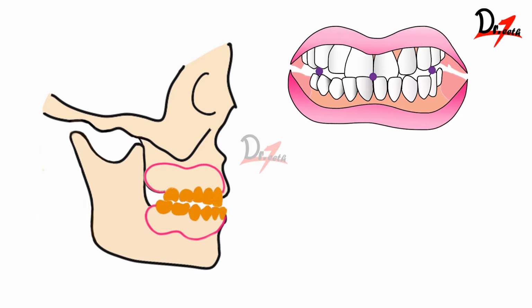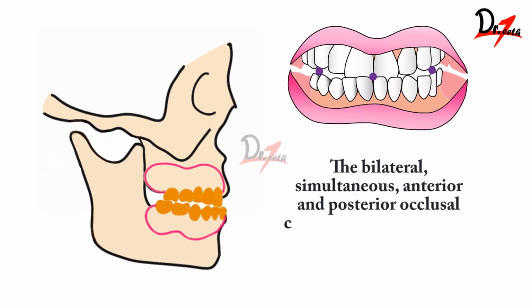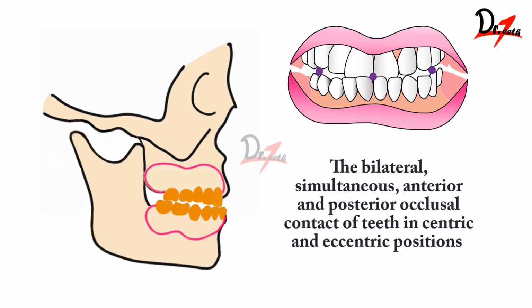Now by definition, it is a bilateral, simultaneous, anterior and posterior occlusal contact of teeth in centric and eccentric position. Okay, so let's focus on this definition. It is a bilateral, means both sides. Simultaneous means together. Anterior and posterior occlusal contact. Okay, so here we are talking about the occlusal contact of teeth, and that contact is bilateral, means it's on both sides. It is simultaneous, means occurring together, and it is anterior and posterior. Okay, so we have at least 3-point contact in centric and eccentric position.